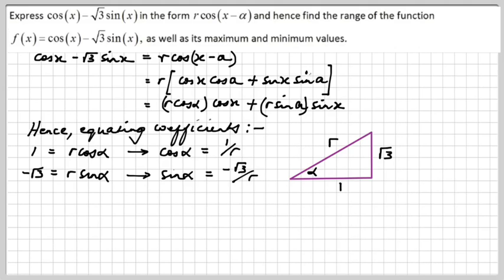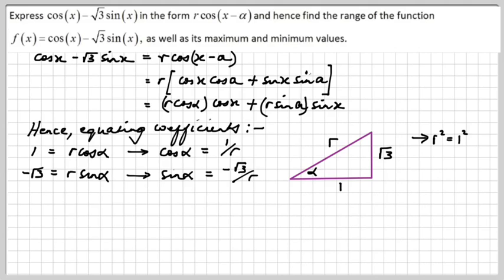Okay, so we know that cos of alpha was 1 over r. There they are drawn in. And we know that sine alpha, forget the minus bit for now, but the magnitude of it, is root 3 over r. Now, I can spot a Pythagoras Theorem happening here, which is going to give us the value of r.